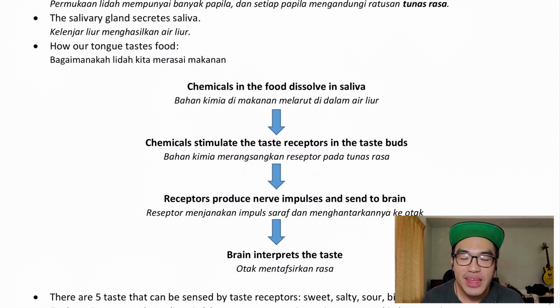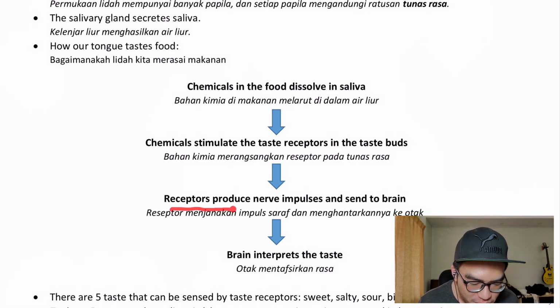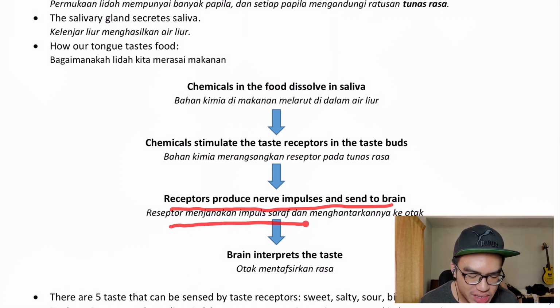This is when your taste bud has receptors. They will change this signal into an electrical impulse. That will be my next point. Receptors produce nerve impulse and send to brain. Receptor menjanakan impuls saraf dan menghantarkannya ke otak.